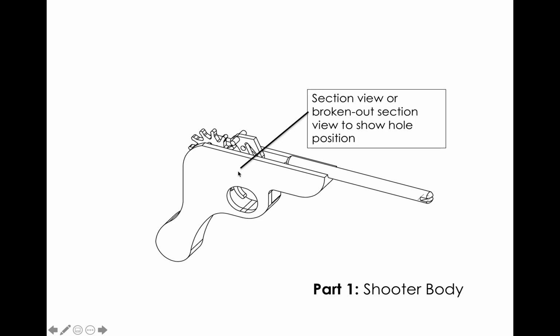So one thing that might be good here is to do either a broken out section view of this specific part, or you could also do a full cross section view. So if I slice this right down the middle, okay, so I took a plane and I basically sliced off this front surface, I would get a good view of this as well. So I could go with a section view or a broken out section view in addition to all the other views that you're using. So you have a front view, a top view, and a side view. You may also want to include a section view on that, okay? All right, so that would be the shooter body.